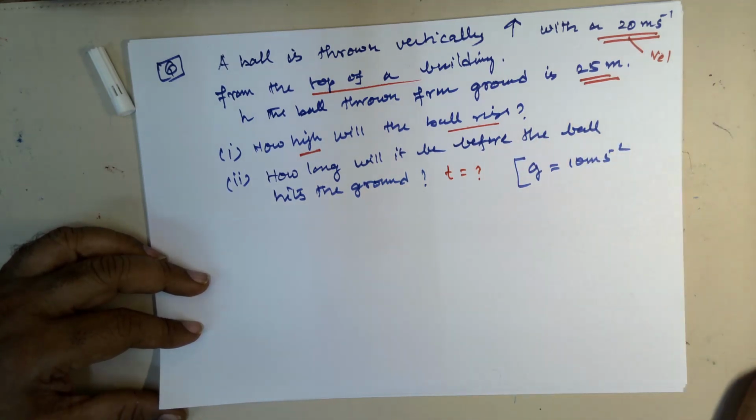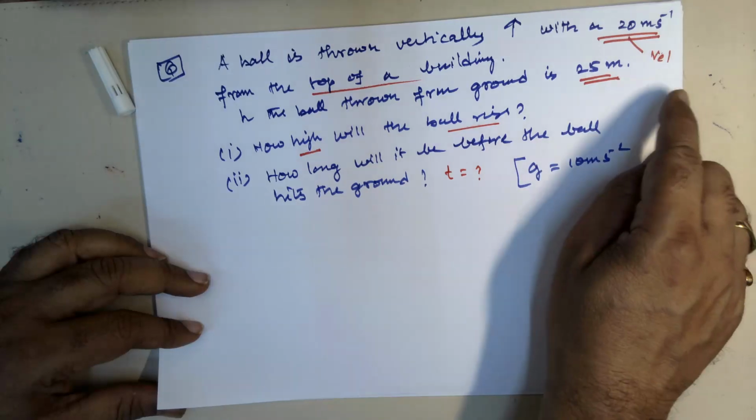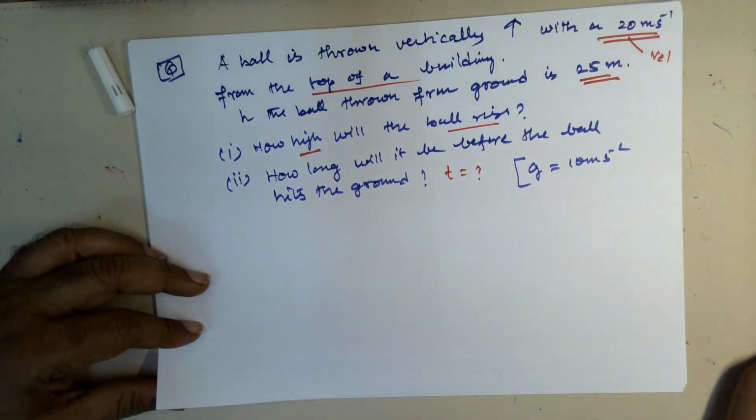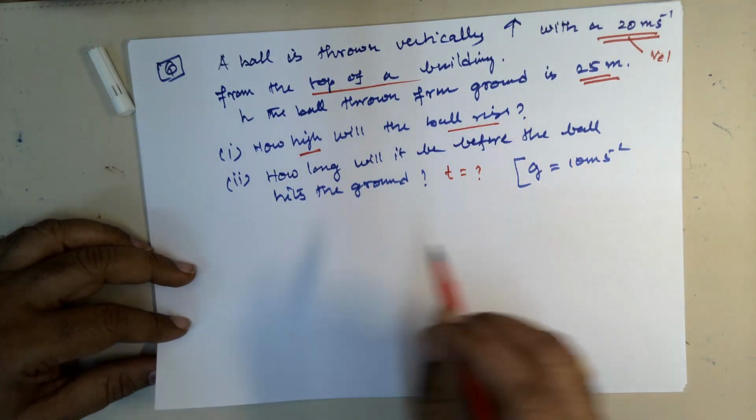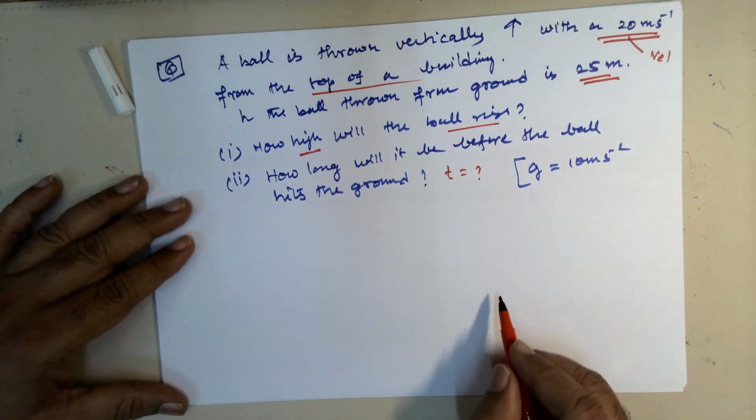Now you may get a confusion that, sir, you have got already the height 25 meter, then why should they ask this height once again? Can you explain? Very good. So that is the height of the building actually.